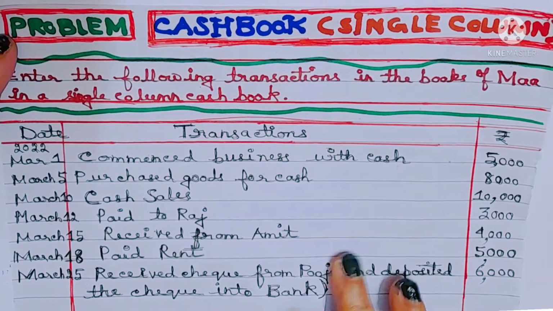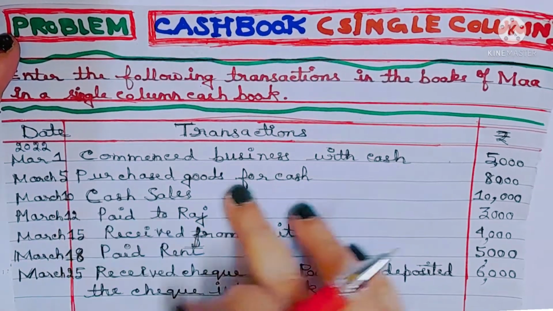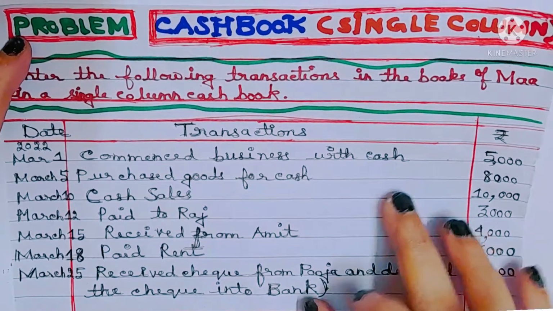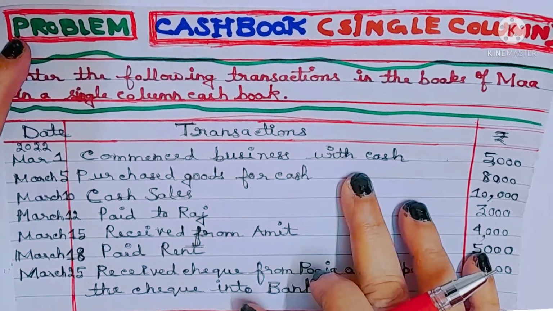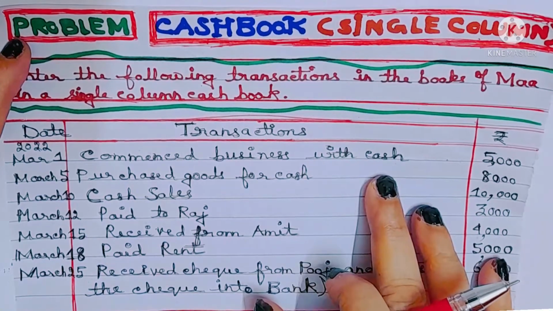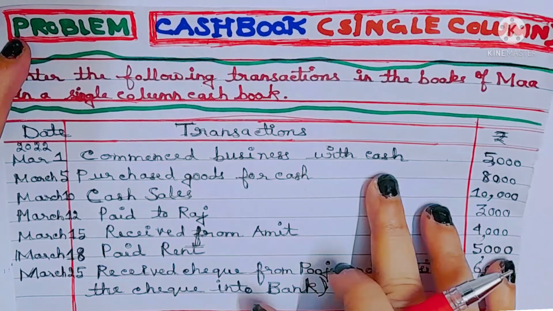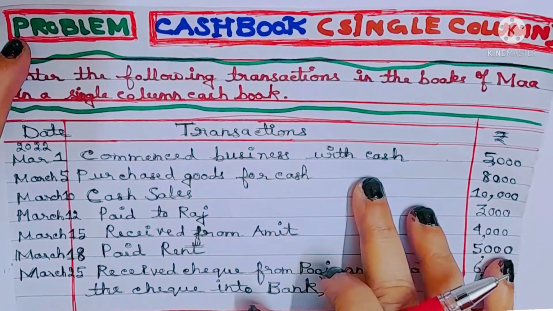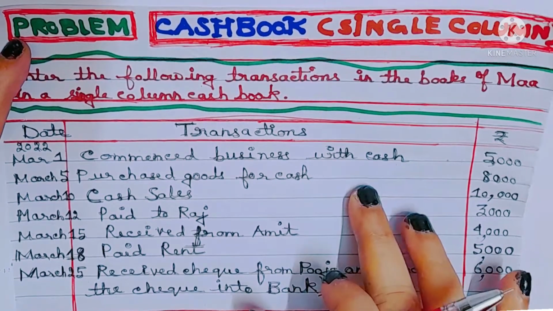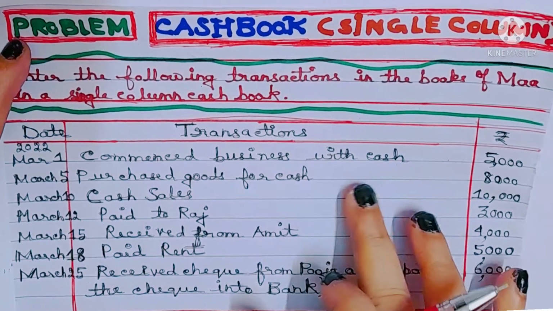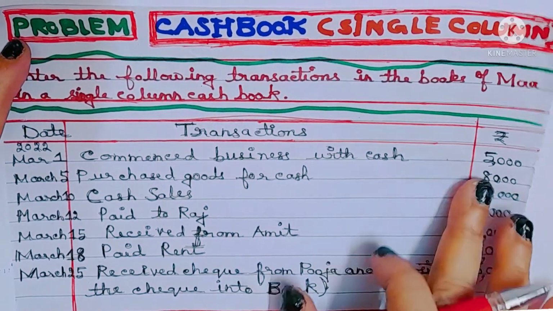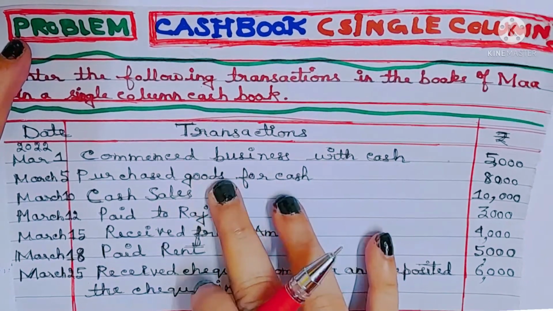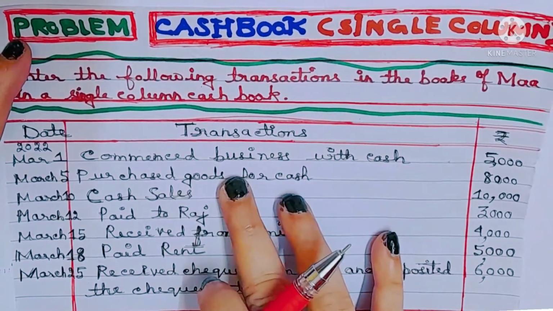The next transaction is on 5th March, purchased goods for cash 8,000. So what will be the journal entry? The journal entry will be purchases account debit to cash account 8,000. So what is the position of cash account? Since cash account is on the credit side, purchases account will also be on the credit side. So we'll have to write by purchases account in the cash book on the credit side 8,000. Ignore goods; instead of goods, we'll write purchases because goods are purchased for resale.